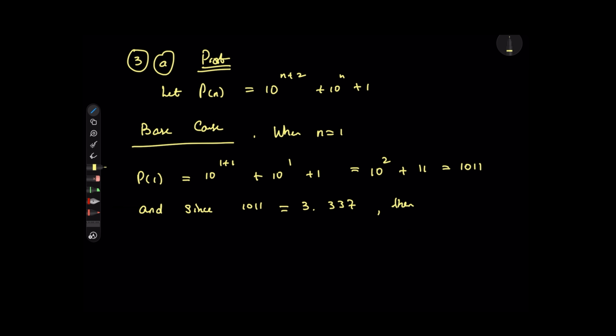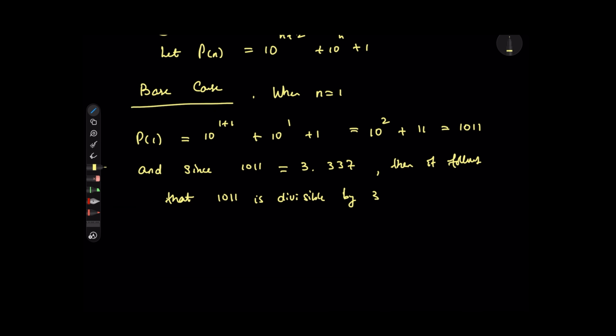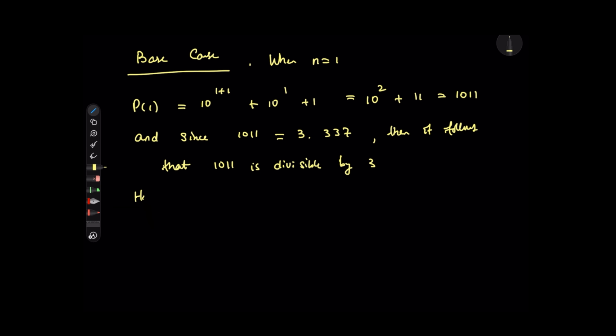Then it follows that 1011 is divisible by 3. Okay, so the base case is true. So we have to say hence the base case holds. You want to write holds true. It holds true, and P of 1 is true. Okay, so that takes care of the base case.